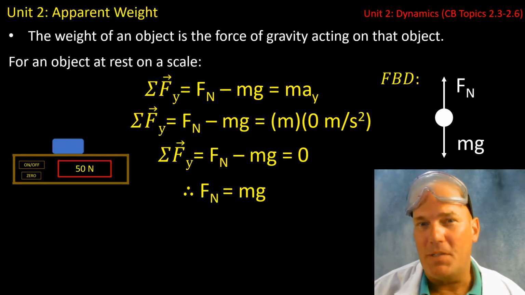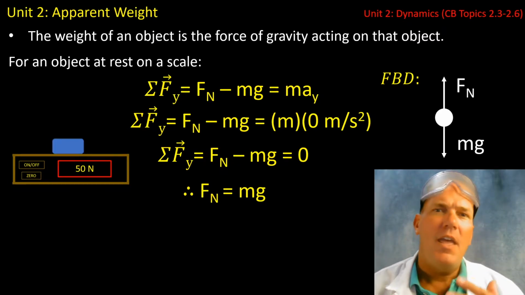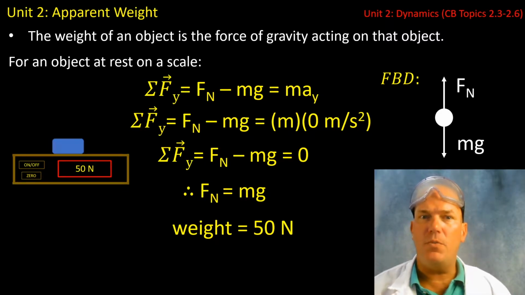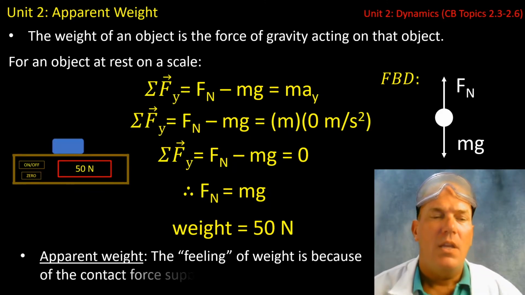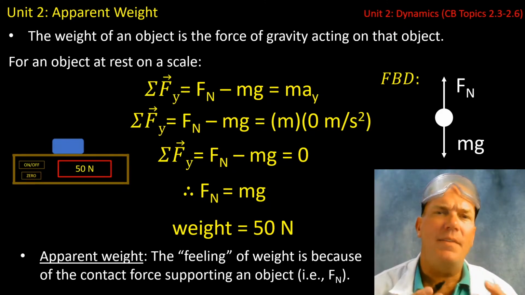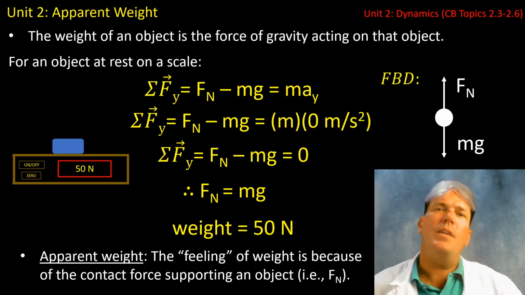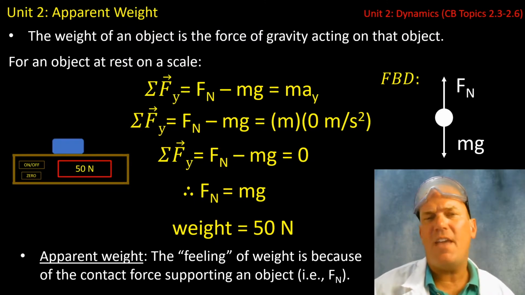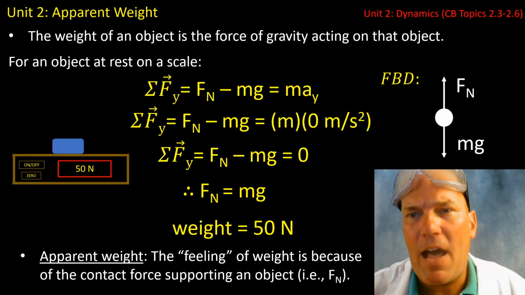So why are we doing this? Well, we're doing this to talk about what we feel as weight. Now, the weight of this object is 50 newtons. Its mass is 5 kilograms. Apparent weight is the feeling of weight. And it's due to the upward force of a surface onto an object. So what we perceive as weight is actually force normal acting on our body.